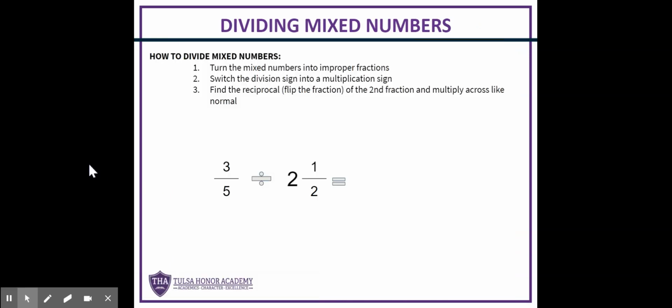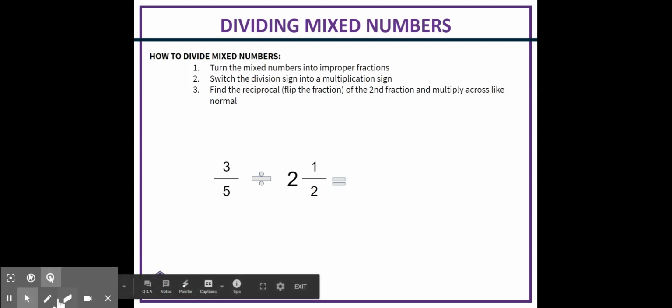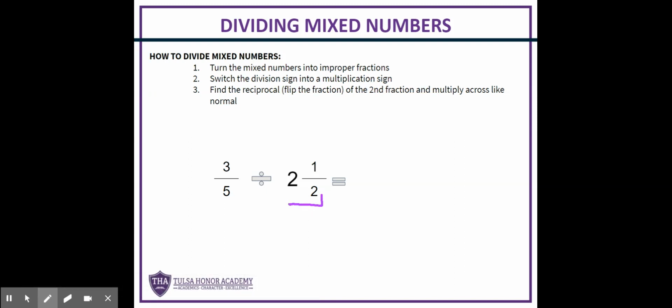Next up, we have dividing mixed numbers. So to divide mixed numbers, the only step that we're adding to dividing fractions is that we have to turn our mixed numbers into improper fractions, just like how we've been doing the entire time. So we only have one mixed number in this problem, so we're going to make this mixed number into an improper fraction. And remember that denominator is not going to change, so our fraction should be over 2. We do 2 times 2, which is 4, and then we add 1, so our fraction is 5/2.